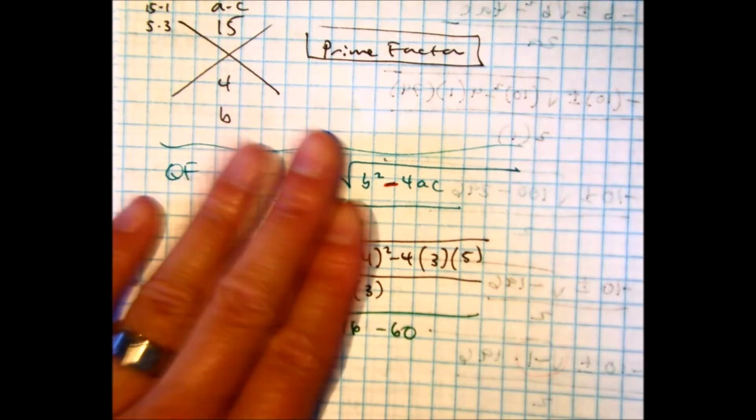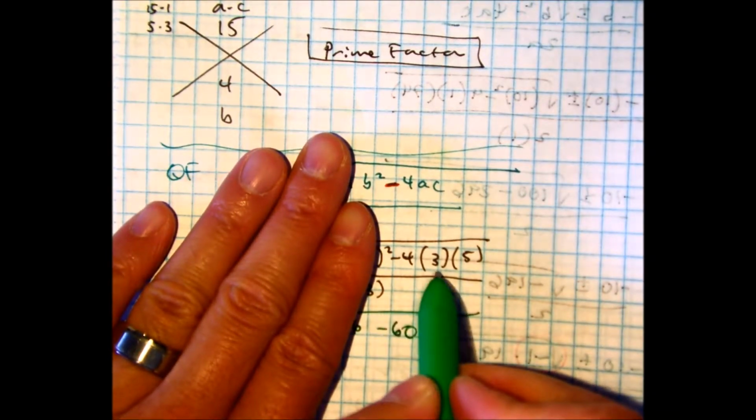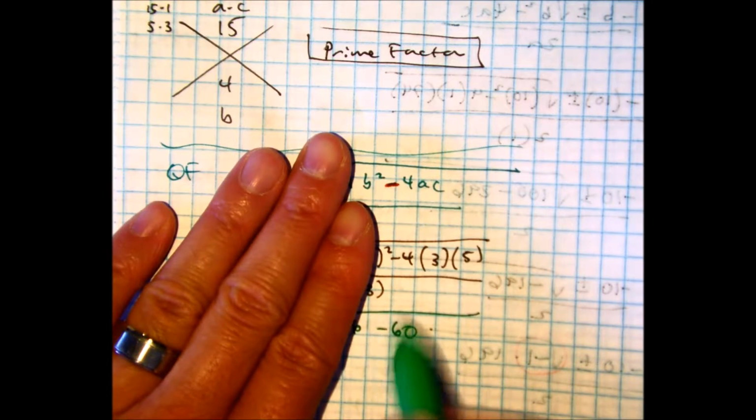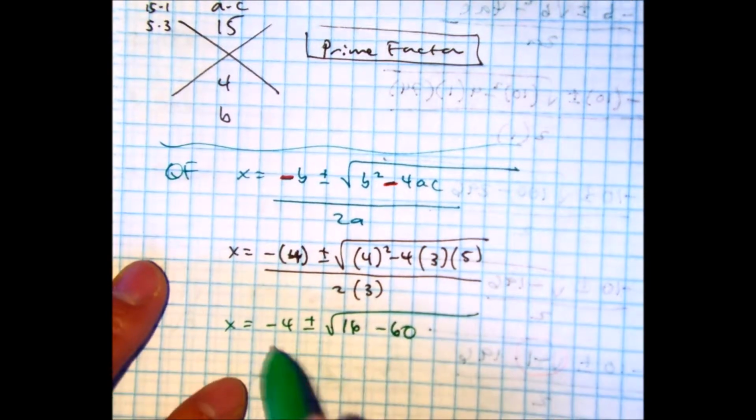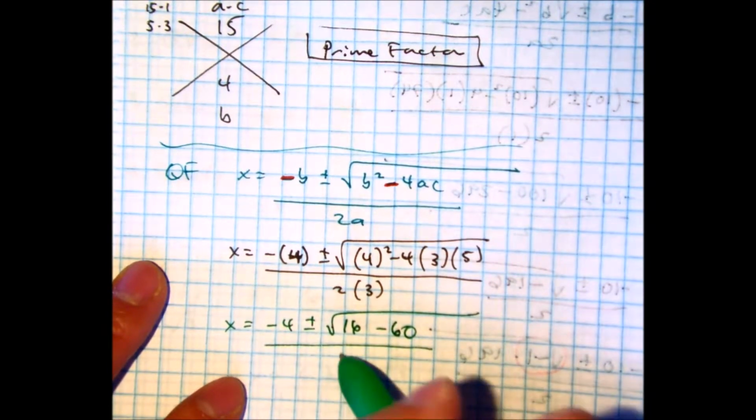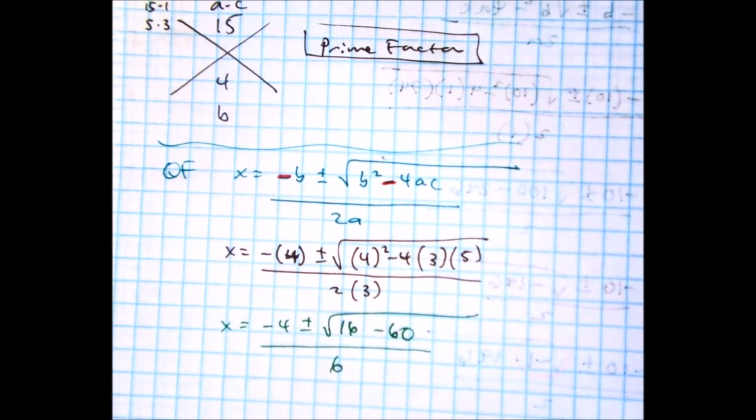So negative 60, right? Negative 4 times 3 is negative 12. Negative 12 times 5 is negative 60, all over what? 6. Raise your hand if you have that so far. Good. Let's keep advancing. Tatiana?